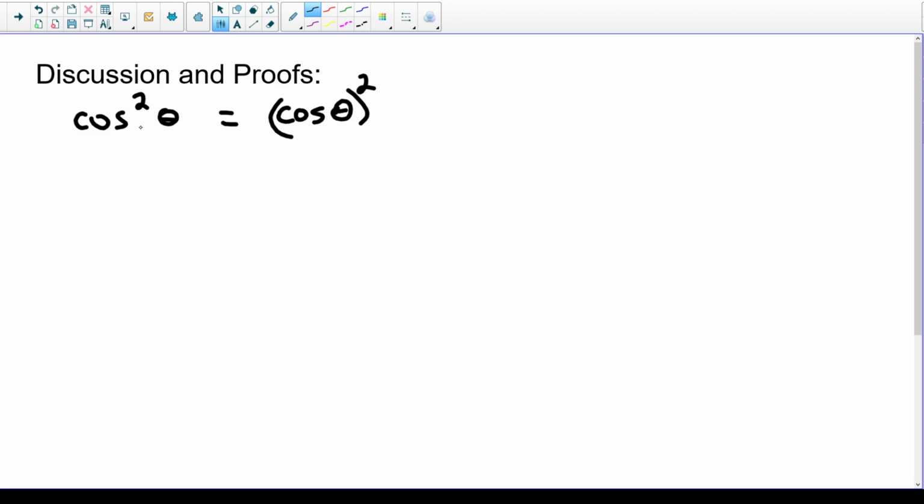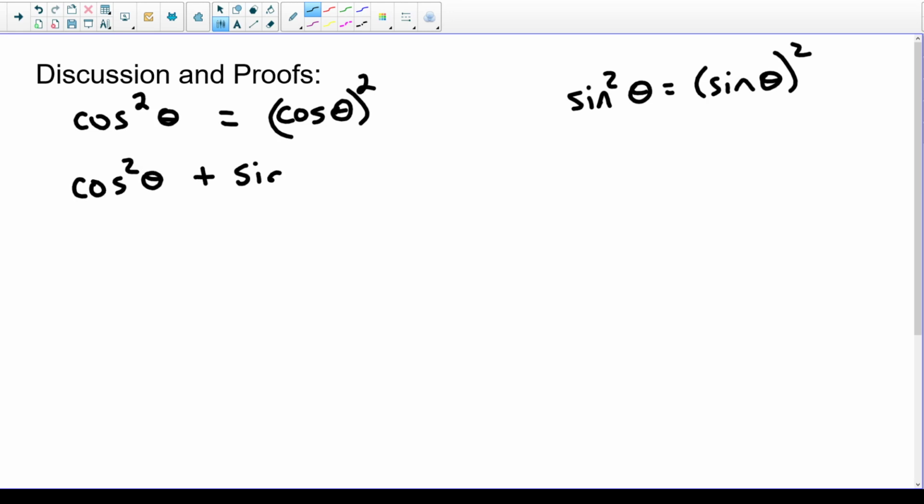All right. The same thing with sine squared theta. That just means sine theta squared. It's just a short form of that. So how does cosine squared theta plus sine squared theta equal 1?